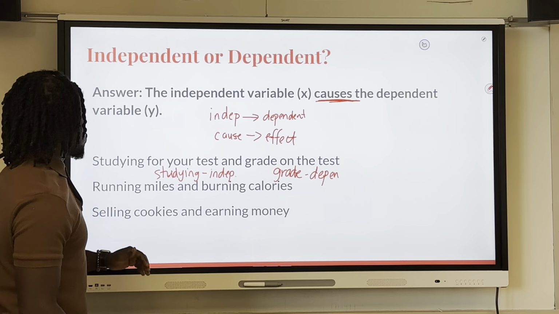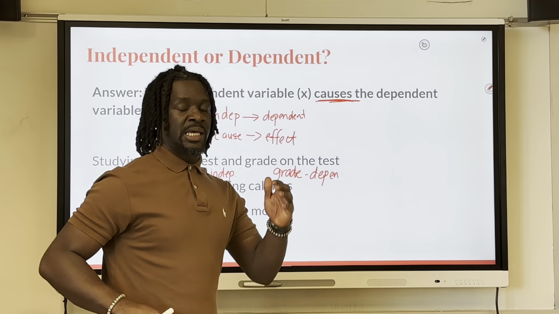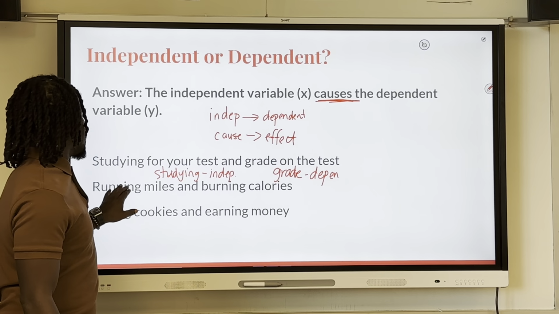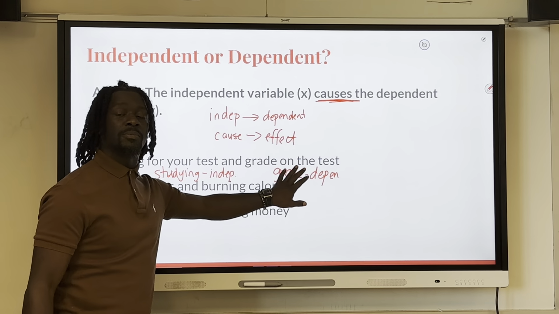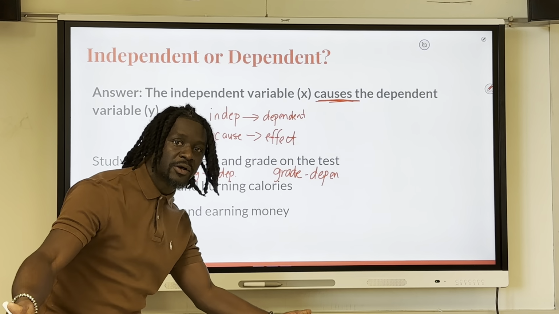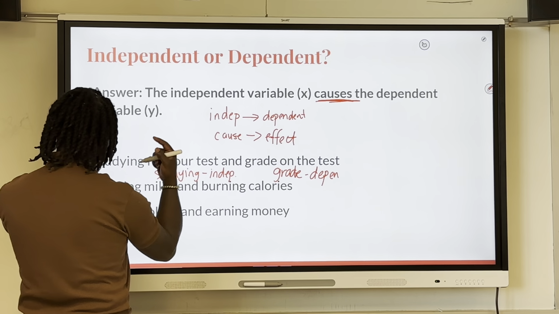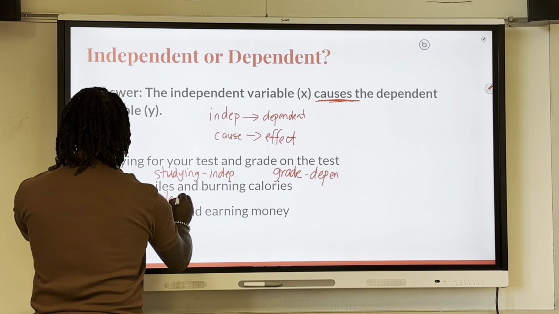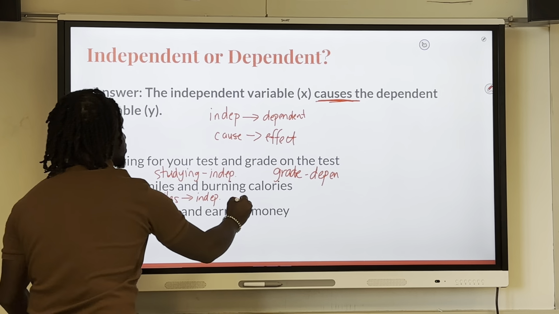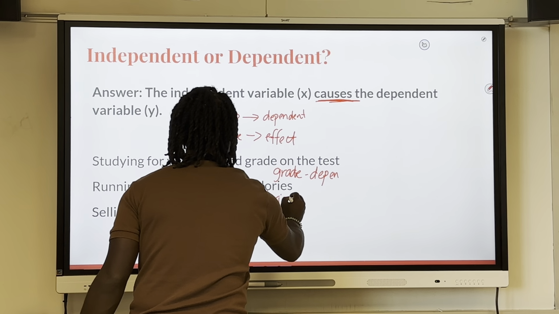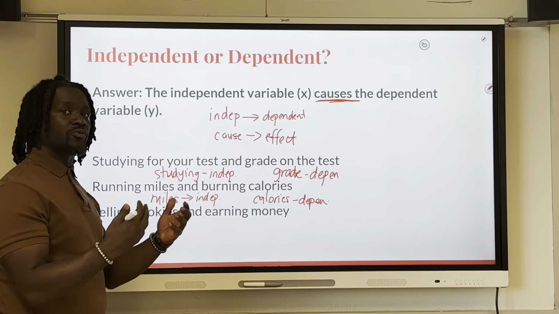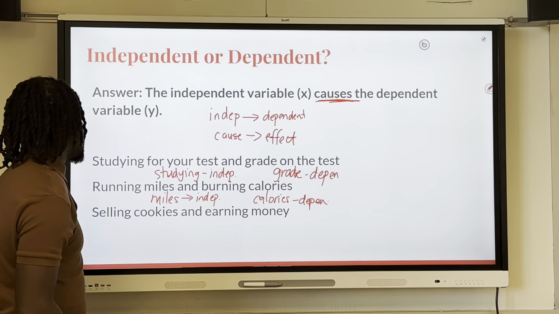And let's look at the next one. Running miles and burning calories. Does running the miles cause calories to burn, or do calories burning cause a person to run more miles? Just thinking about this, the more miles you run, that is the independent variable, and that causes the calories to burn. So the calories would be the dependent variable. If we just think about the relationship, which one causes or leads to the other.